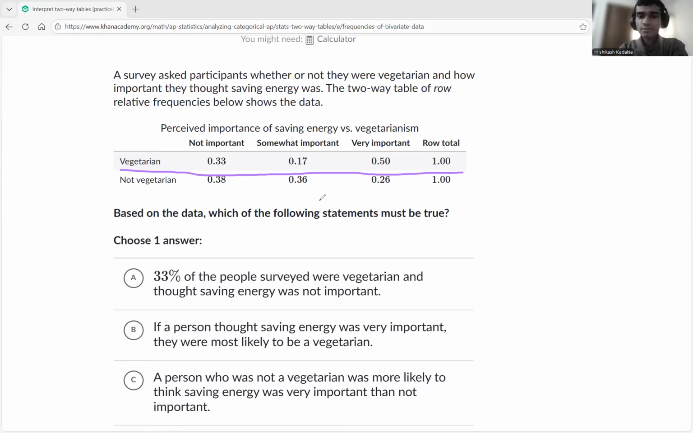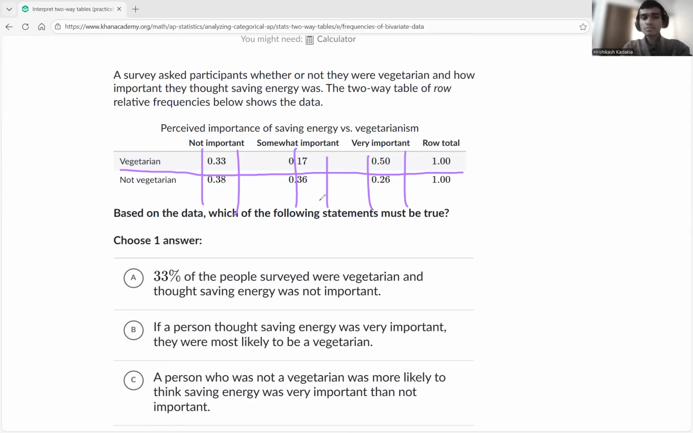So based on the data, which of the following statements must be true? Now, how do we interpret this? We can say that 33% of people who say not important, they must be vegetarian, okay? Because we don't know, this is actually given as row relative frequency. So only row relative is being given. They don't give column relative frequency. They don't give us this frequency, okay?